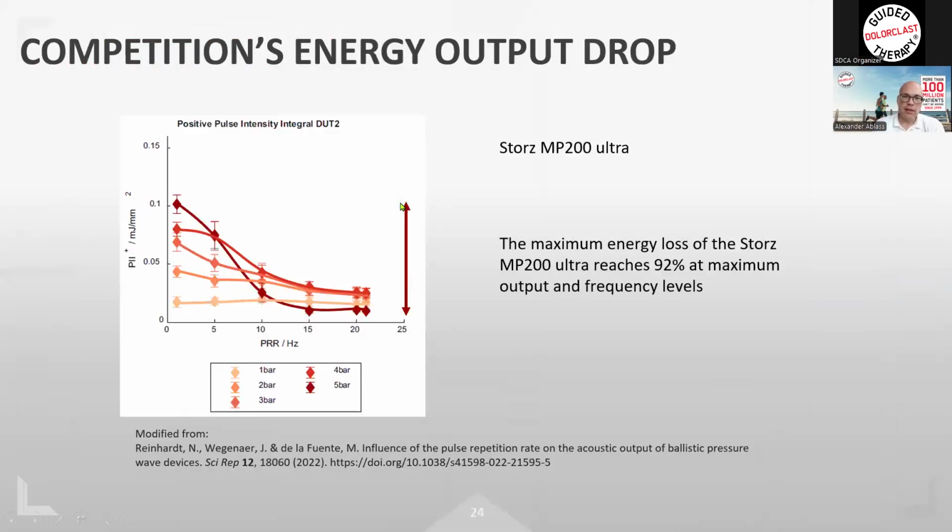But if you check the Storz Master Pulse 200 Ultra, which was used in this study 2 years ago, you can see that if you check the 5 bar settings, which the Master Pulse is able to generate, just in the very beginning, at 1 Hertz frequency, we get a slight amount of energy delivery to the tissue. If we now increase the frequency, the energy delivery to the tissue drops, and up to 92% of the energy outcome is just lost.